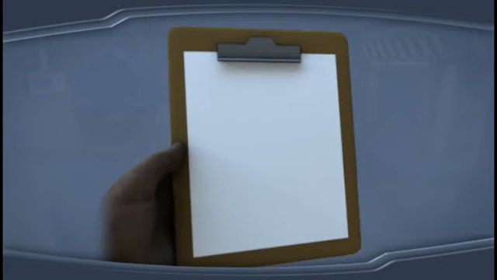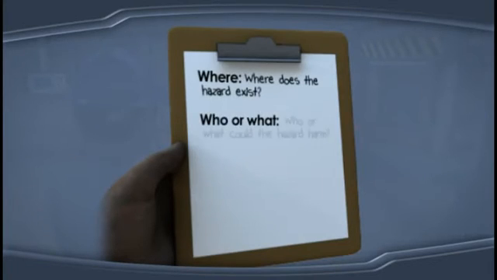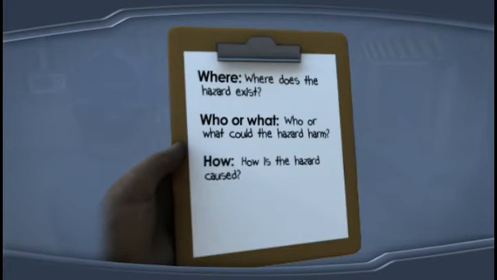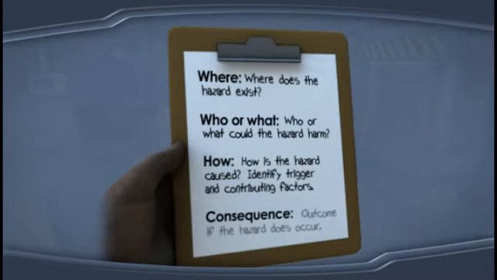The hazard scenario should include: where? Where does the hazard exist? Who or what? Who or what could the hazard harm? How? How is the hazard caused? Hazards are rarely the result of just one thing. Instead, they often occur after a chain of events. So, to determine how, you'll have to identify both the trigger that directly causes the hazard and the other contributing factors that lead up to it. And finally, the consequence. What is the outcome if the hazard does occur?